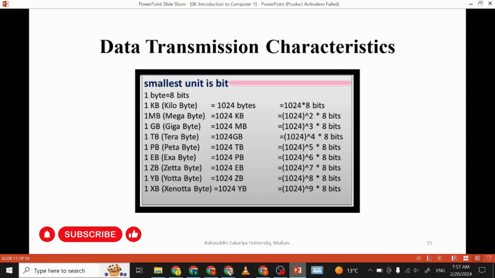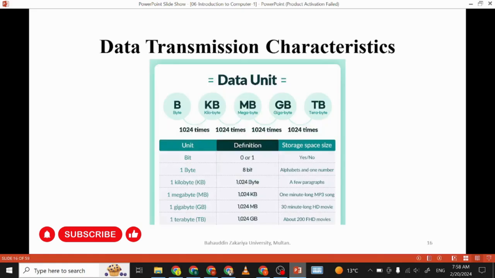1 KB is equal to 1024 bytes. 1 MB is equal to 1024 kilobytes. 1 GB is equal to 1024 megabytes. 1 terabyte is equal to 1024 gigabytes. 1 petabyte is equal to 1024 terabytes, 1 exabyte is equal to 1024 petabytes, 1 zettabyte is equal to 1024 exabytes, 1 yottabyte is equal to 1024 zettabytes, 1 xenottabyte is equal to 1024 yottabytes.